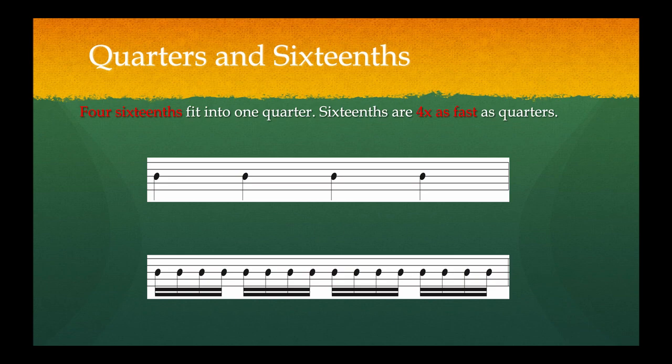4 16ths fit into 1 quarter. That means that 16ths are 4 times as fast as quarters because we have to fit 16 notes in the space of 4. Notice how the counting lines up. 1E and 2E and 3E and 4E and.